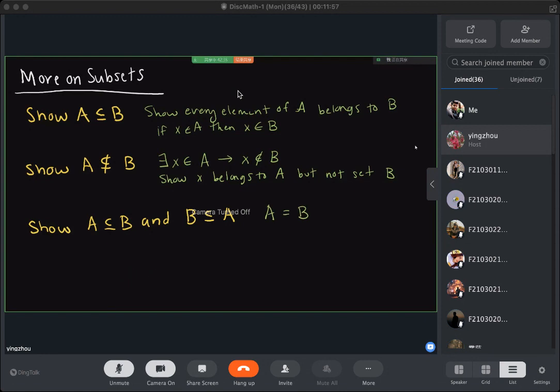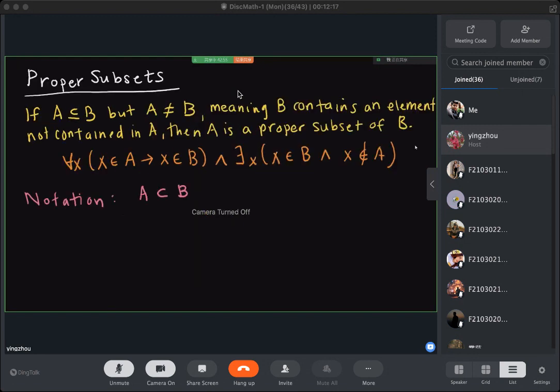And this one's super important because this is how you will prove that A is equal to B: to show that both of those statements are true. So you're proving that A is a subset of B, that B is a subset of A, and therefore A and B are equal sets.